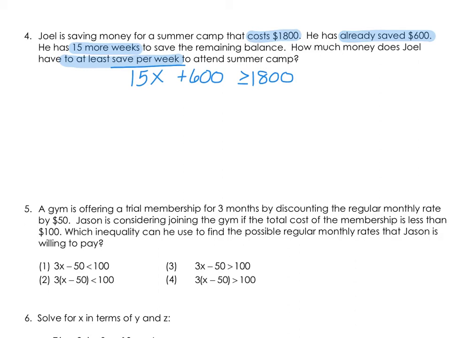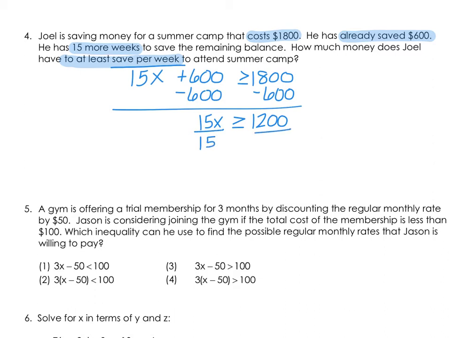Now we need to solve for x. You can draw the line if you'd like to split down the middle. I'm going to subtract the 600. This time I'm not going to draw the line, but remember that you can do that if that helps you to answer the question. And then I have 15x is greater than or equal to 1,800 minus 600 is 1,200. And then to get x by itself, divide by 15. And then I end up with x is greater than or equal to 80.